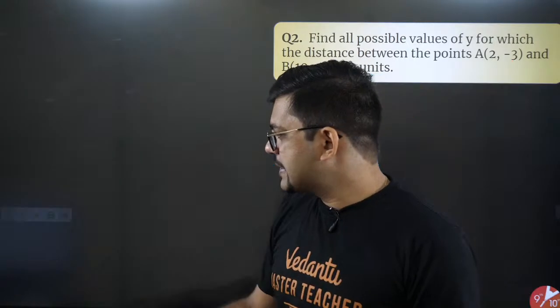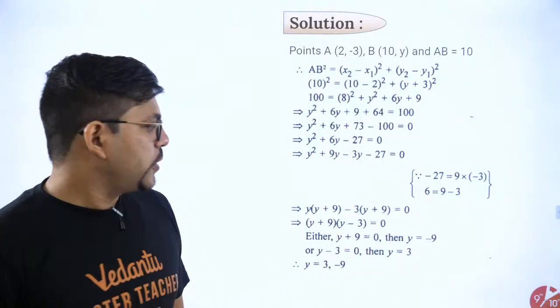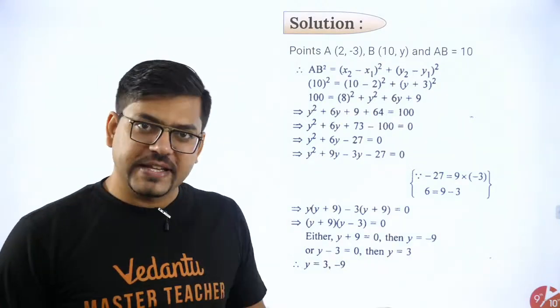If you all understood this, let's see the solution. So solution says 3 and minus 9, the same what we did.